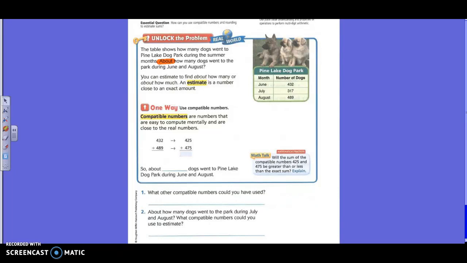So, on the numbers, 432, they rounded 432 to the nearest, well, I guess it's not the nearest 5, but they rounded it down to 425 because they know 25 is an easy number to add. So, you can see that they made it 425. Then they did 489 to 475.